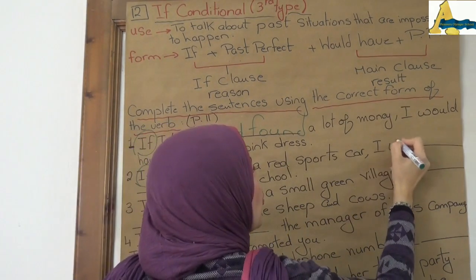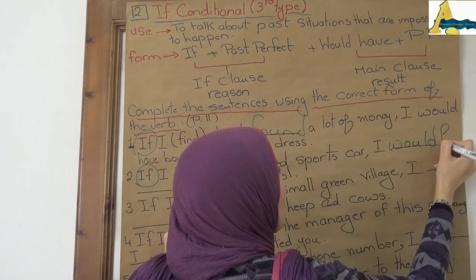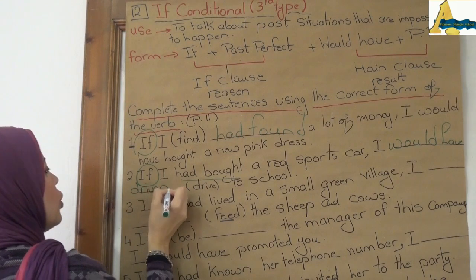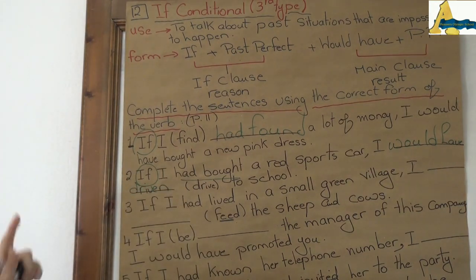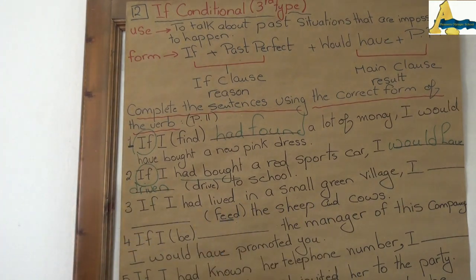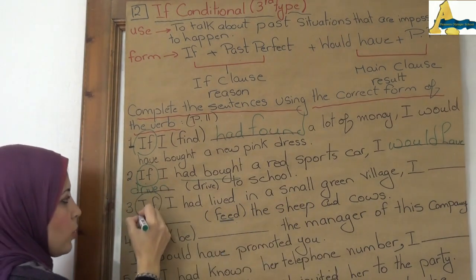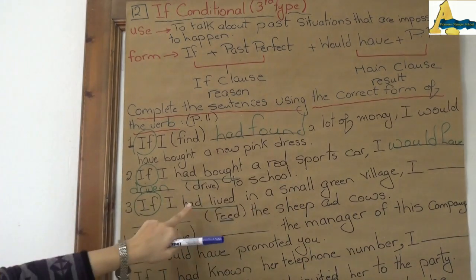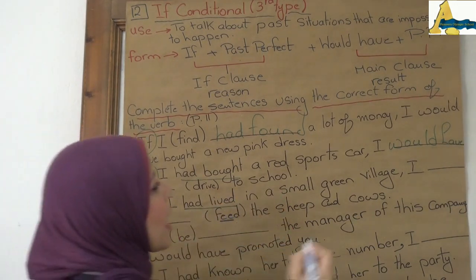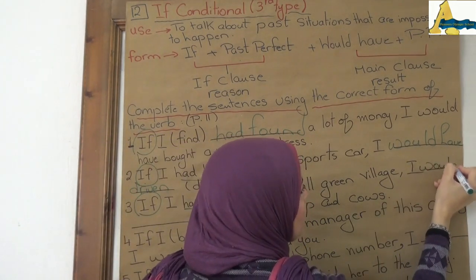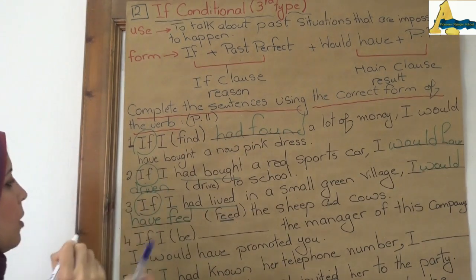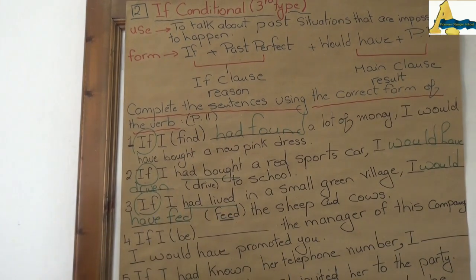So I would have driven to school. 3. If I had lived in a small green village, I would have fed the sheep and cows. Again, this is an if clause, past perfect form of the verb. And the second part, I would have fed. Have fed, because the past participle of feed is fed.